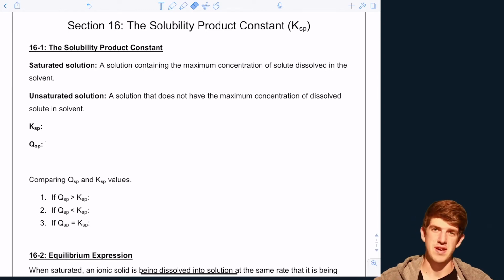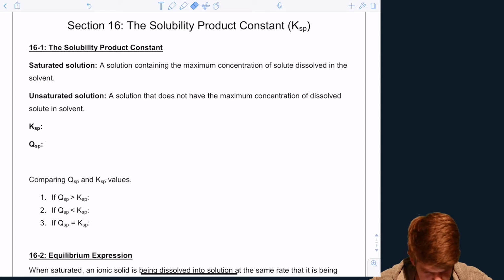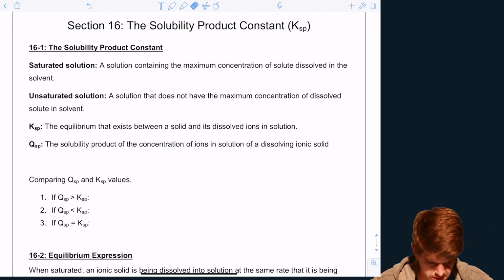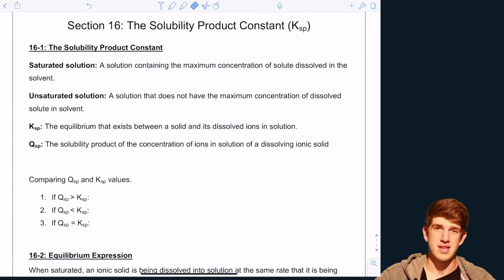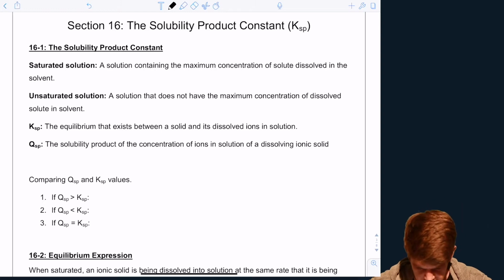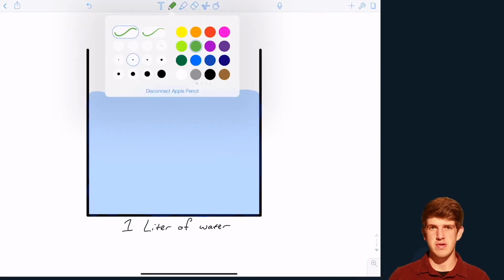Now, the next two definitions, Ksp and Qsp, are what we're going to spend a little bit of time on. The definitions are, for Ksp, the equilibrium that exists between a solid and its dissolved ions in solution. Qsp is the solubility product of the concentration of ions in solution of a dissolving ionic solid. That is a little bit to take in. So, to explain Qsp and Ksp, we're just going to look at a solution of water as we dissolve sodium chloride in it.